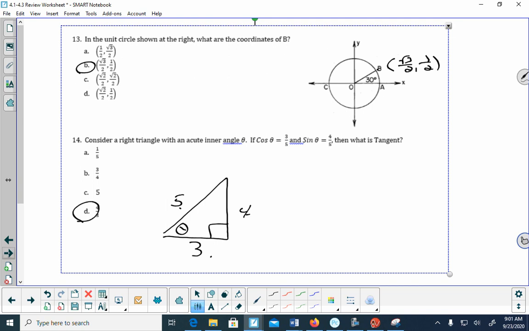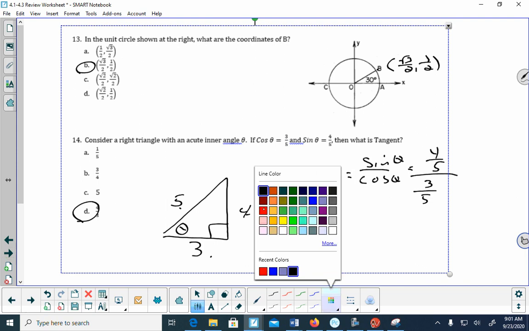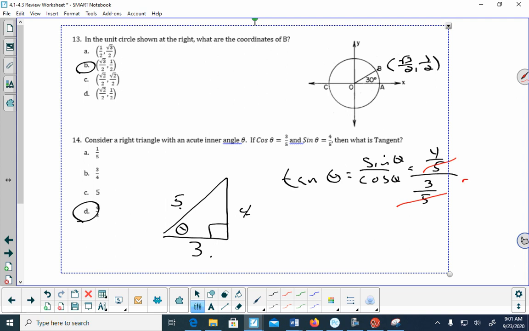If you didn't want to draw the triangle, the tangent of theta is sine over cosine. So I could have put 4/5 over the cosine, which they told me is 3/5. Remember, a quick way to do these is the denominators will cancel, and I'm left with 4/3. So either way, I'm getting choice D, which is 4/3.